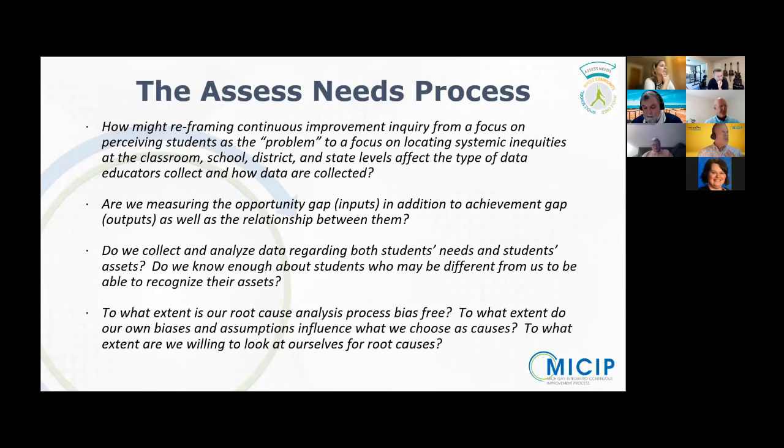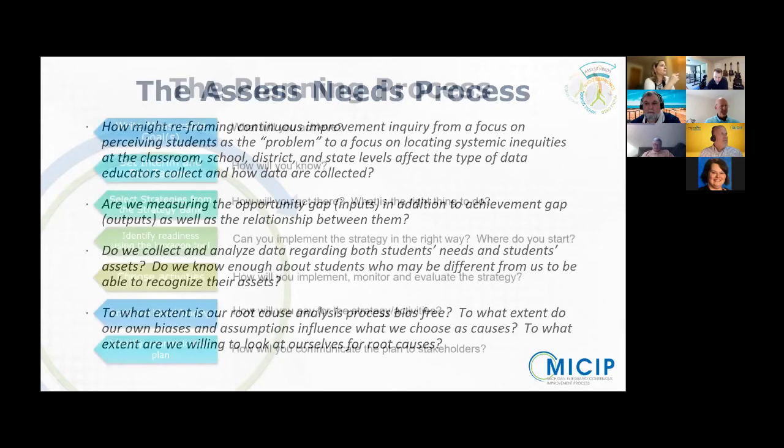And again, what's the data? Not only are we saying yes or no, but what's the data that supports how we answer these types of questions? There are many others, as I said earlier, that get into more specifics, a deeper grain size around the assess needs process. But these are just some of those key questions that, as we're engaging in that process, we need to consider.